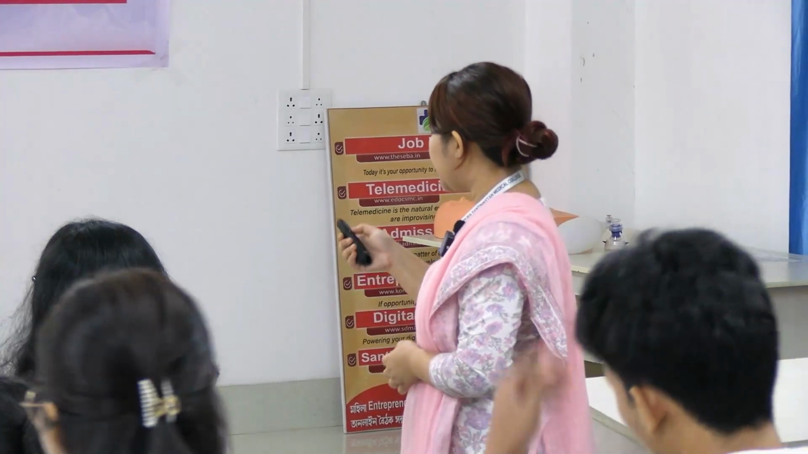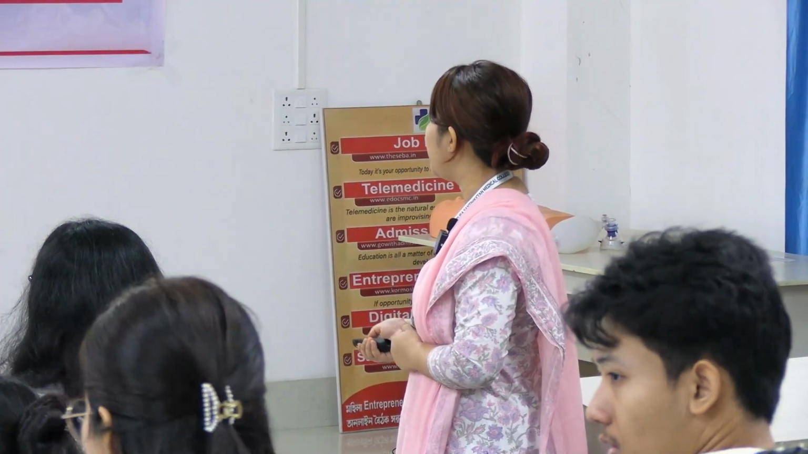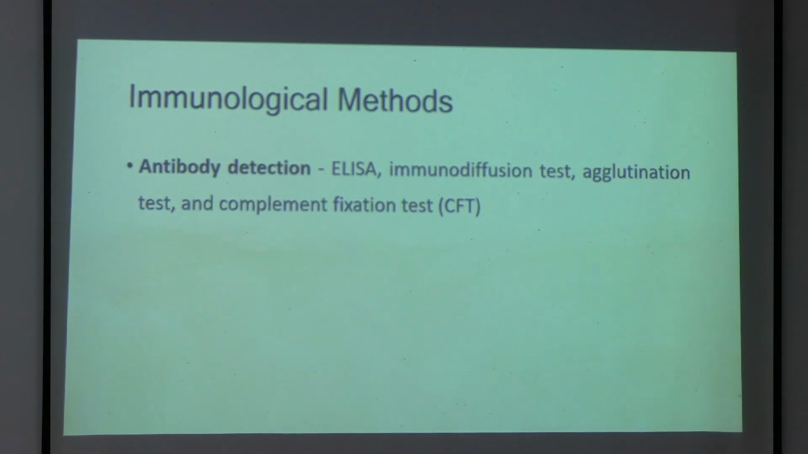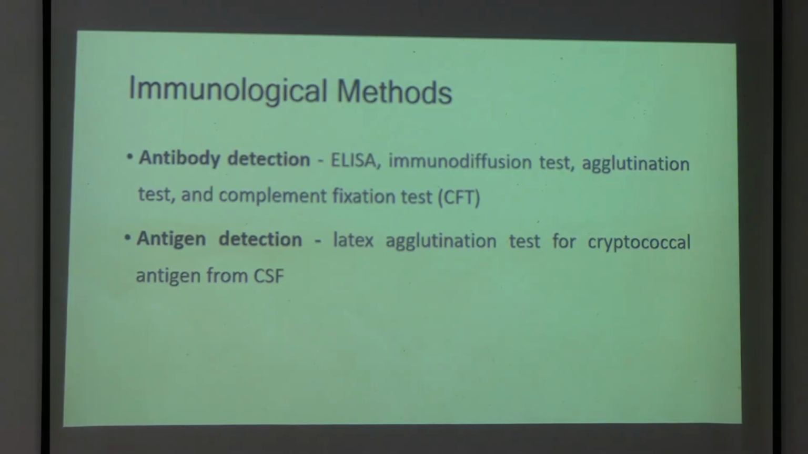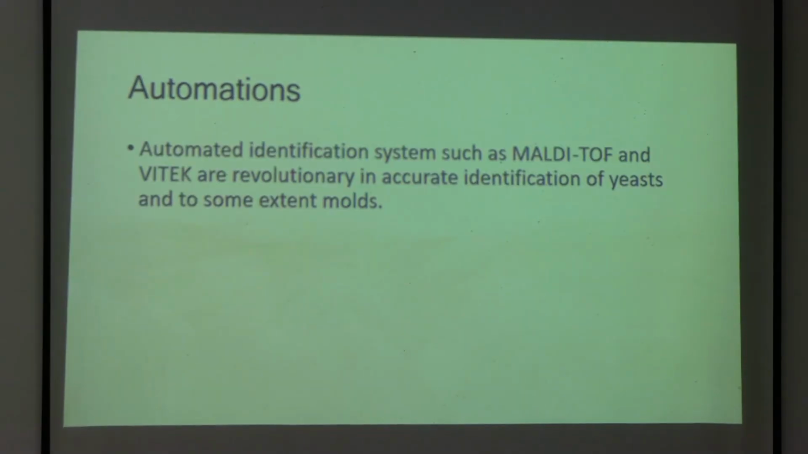Other than that, other types of identification: for Candida, we do the germ tube test and Dalmau plate culture. For dermatophytes, we do the hair perforation test and dermatophyte test medium. Then again for lab diagnosis, we either go for antigen detection or antibody detection. It can be done by ELISA, complement fixation test, latex agglutination test. Then we go for immunohistochemistry.